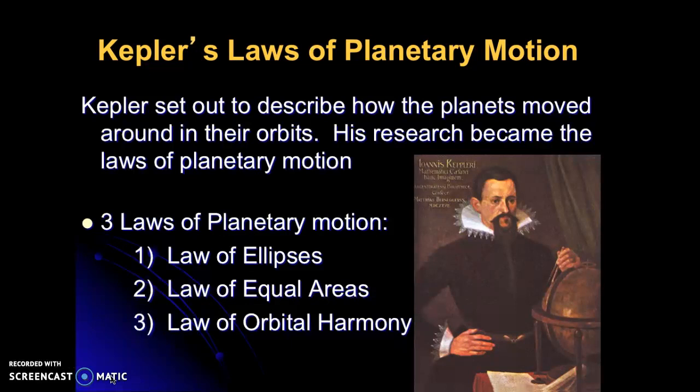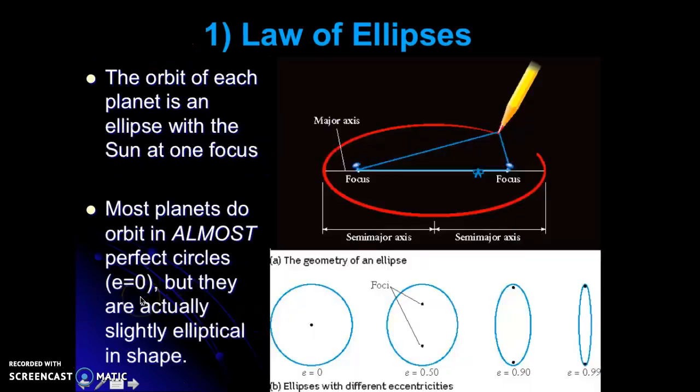So Johannes Kepler set out to describe how the planets moved in their orbits, more specifically. And his research became known as the laws of planetary motion. Kepler has 3 laws of planetary motion, which simply describe how planets are moving around the sun in their orbits. So his 3 laws are the law of ellipses, the law of equal areas, and what's called the law of orbital harmony. So the law of ellipses.